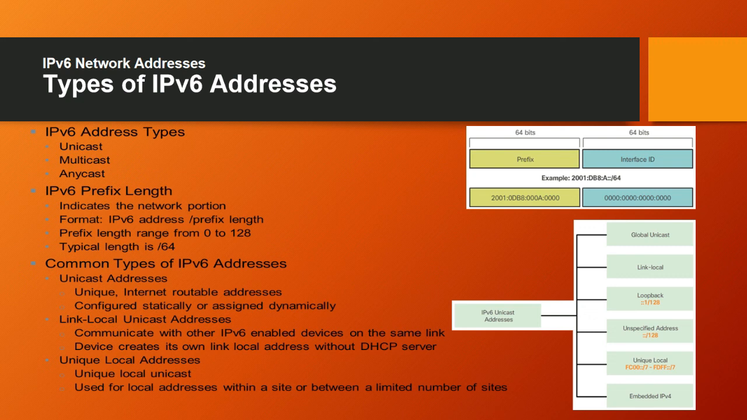Common types of IPv6 addresses: unicast addresses, unique internet routable addresses, configured statically or assigned dynamically. Link local unicast addresses communicate with other IPv6 enabled devices on the same link. A device creates its own link local address without a DHCP server. And the unique local addresses, unique local unicast, are used for local addresses within a site or between a limited number of sites.